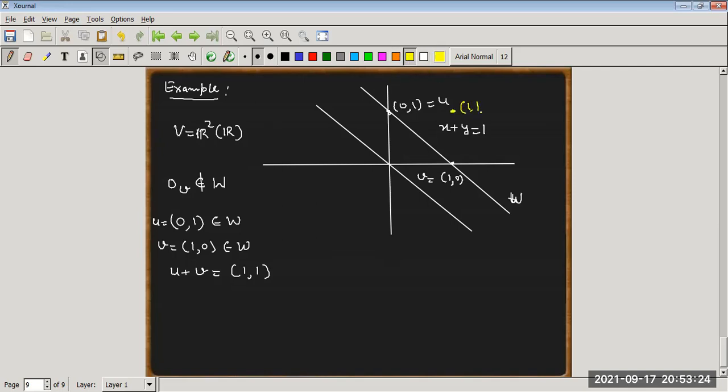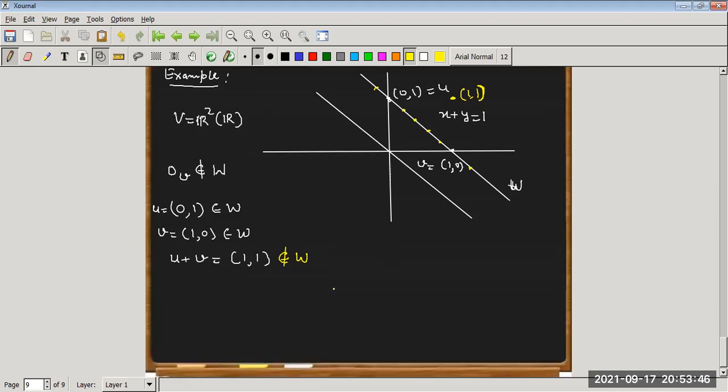Does this belong to W? No, it does not belong, because W has which points? All those points which lie on this line. But (1, 1) does not belong to W. So W is not a vector space. So any line which does not pass through the origin is not a vector subspace. This is a very important point.